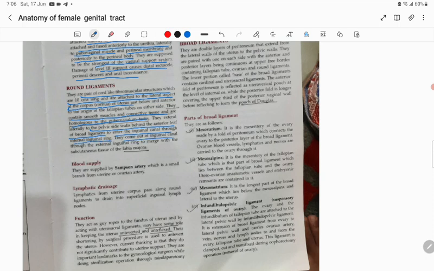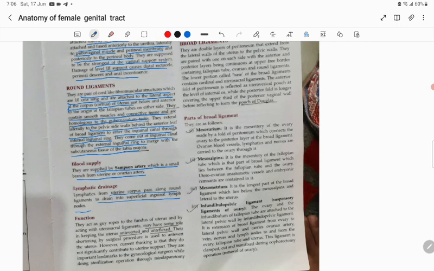They come out of the inguinal canal by the external inguinal ring to merge with the subcutaneous tissue of the labia majora. Blood supply: they are supplied by the Sampson artery, which is a small branch of the uterine artery. The lymphatics of the uterine corpus pass along with the round ligament to drain into the superficial inguinal lymph nodes.